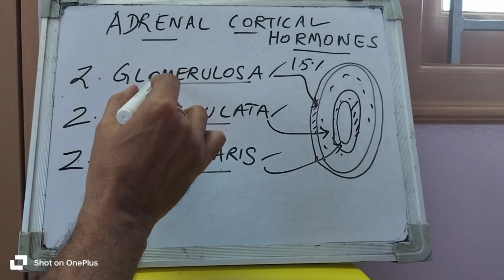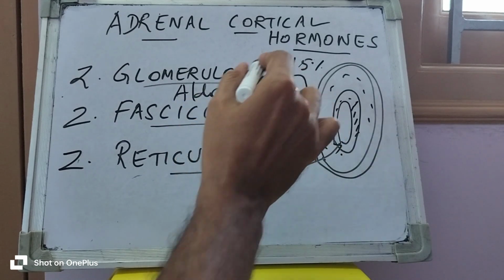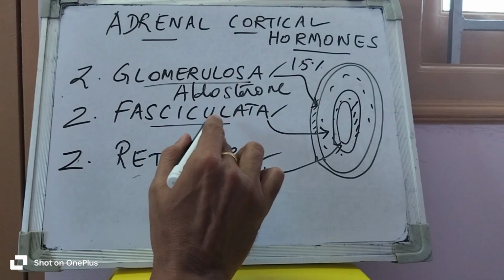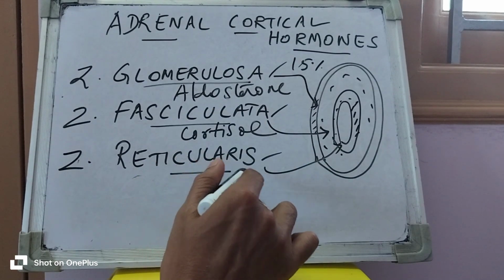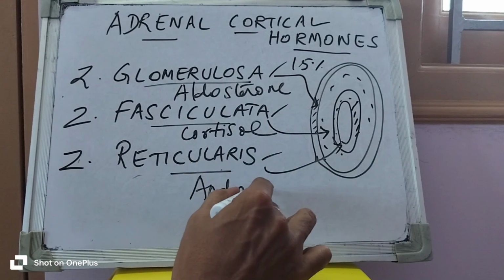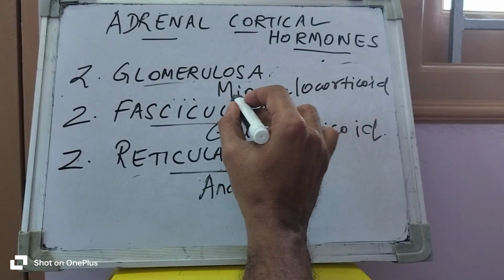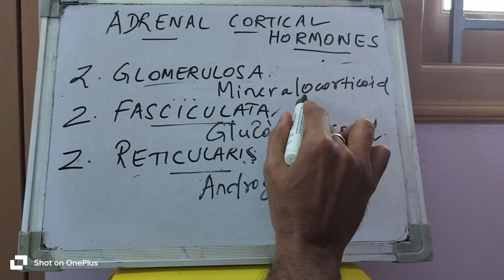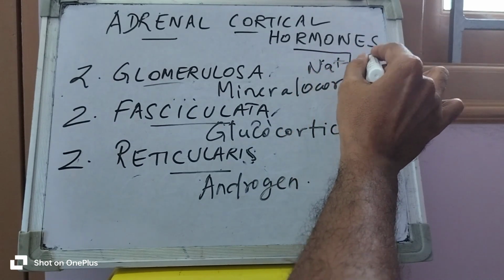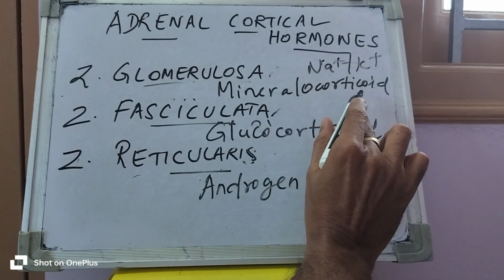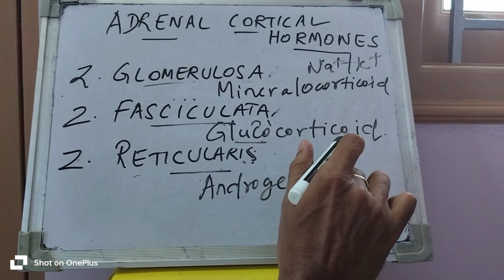So the principal mineralocorticoid is aldosterone. The principal glucocorticoid is cortisol, and in reticularis, androgens. So mineralocorticoids, these steroids maintain the level of the minerals sodium and potassium in our body. So they are called mineralocorticoids. Example, aldosterone. Glucocorticoids have an important role in glucose metabolism, and an example is cortisol.